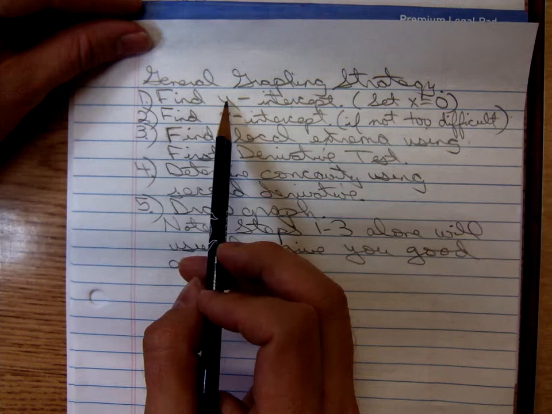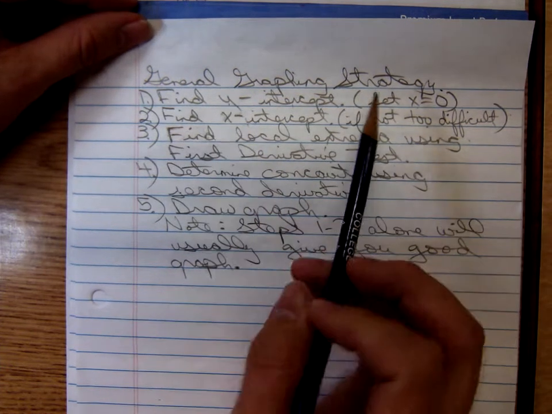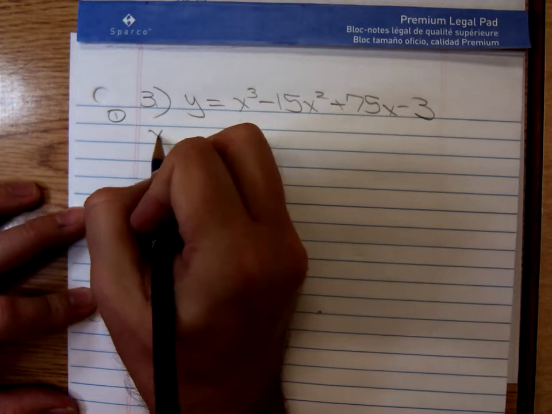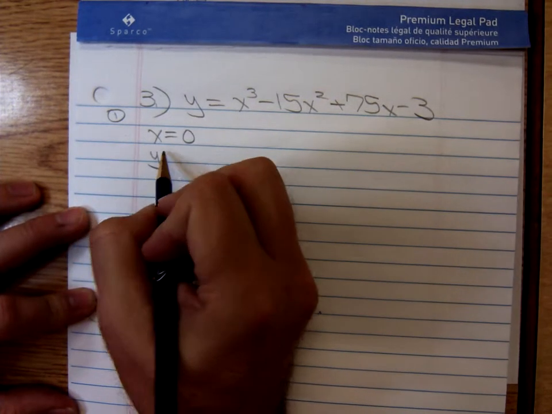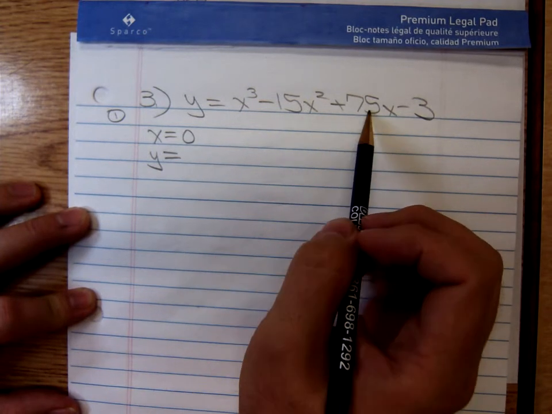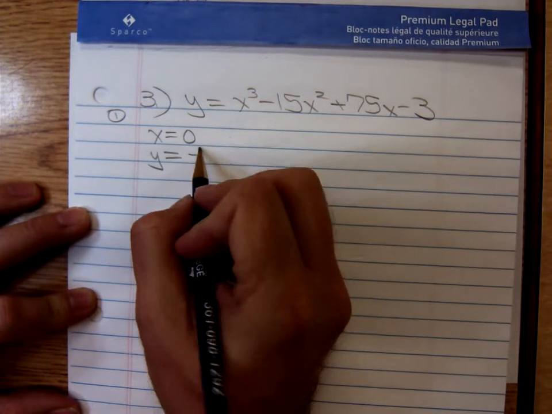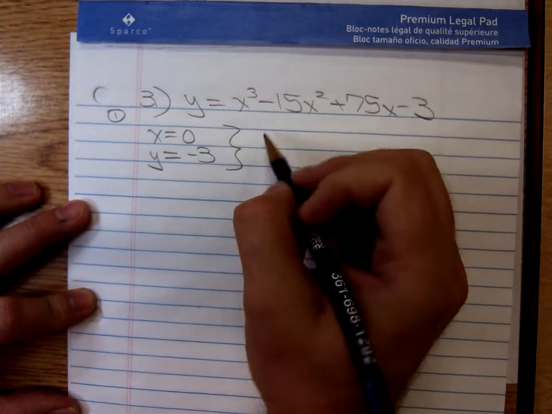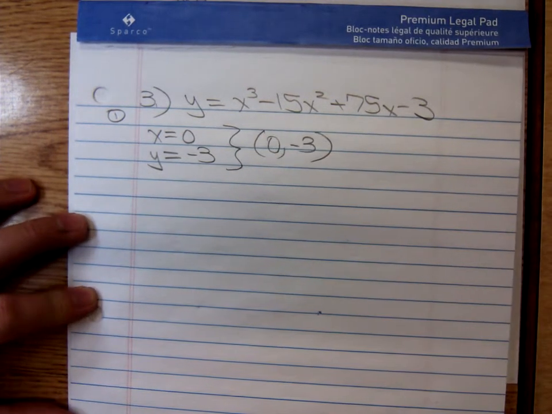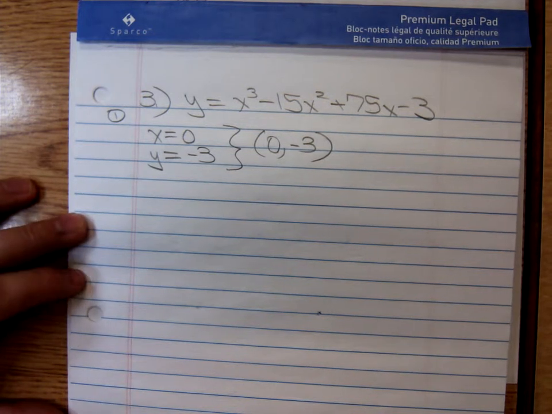The first thing we'll do, we'll find the y-intercept by setting x equal to 0. So setting x to 0, we're going to get y equals 0 minus 0 plus 0 minus 3, so a negative 3. So the graph is going to contain the ordered pair (0, -3). The graph is going to pass through the y-axis at negative 3.